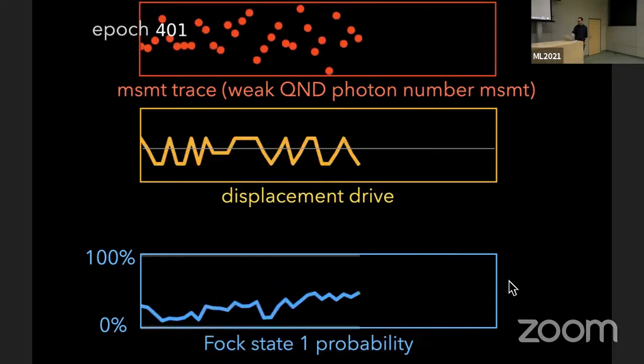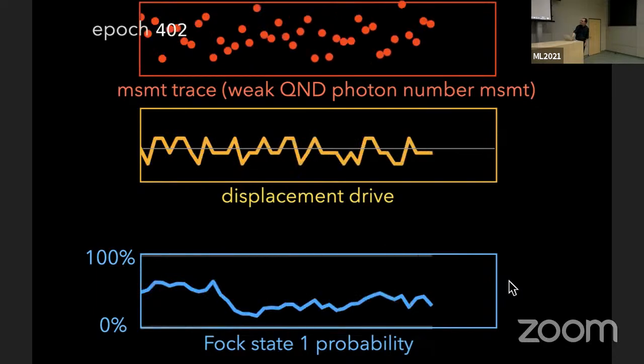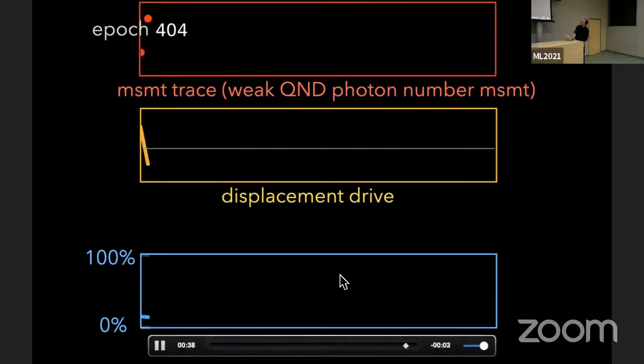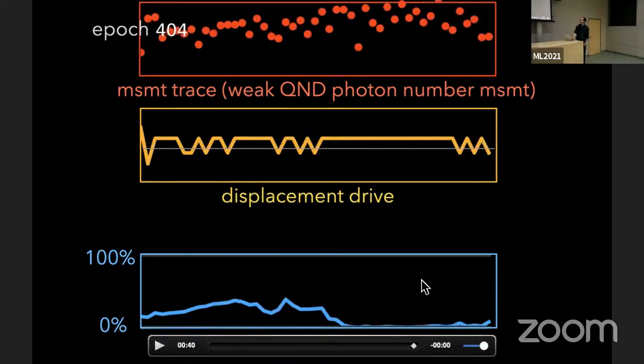But we will be able to see it when we, oopsie, what is this? Okay.